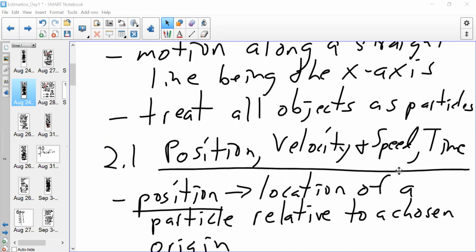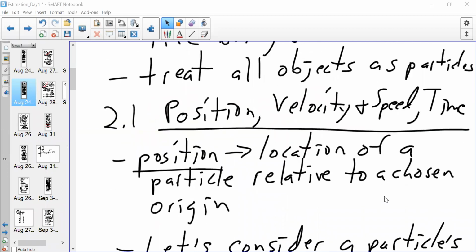So even if you wanted to start filling in the blanks there, we can measure of this car or of this object its position. We can measure its velocity, measure its speed. We can measure its time. And we can even measure its weight or mass, or a number of things we can measure. So it's like a brainstorming thing.